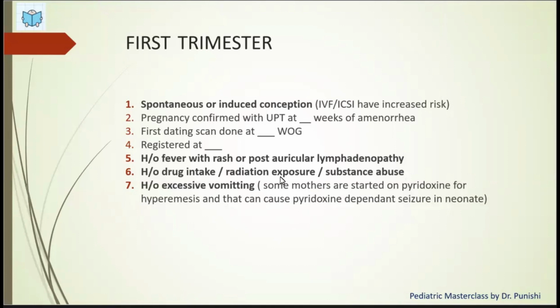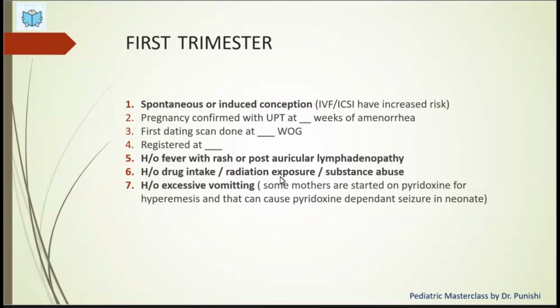Radiation exposure. You might be asked what is the maximum radiation exposure that is permitted in pregnancy? The answer is 500 millirads. That is the maximum amount of radiation which is safe to encounter in pregnancy. So ask whether there was any history of radiation exposure and substance abuse.